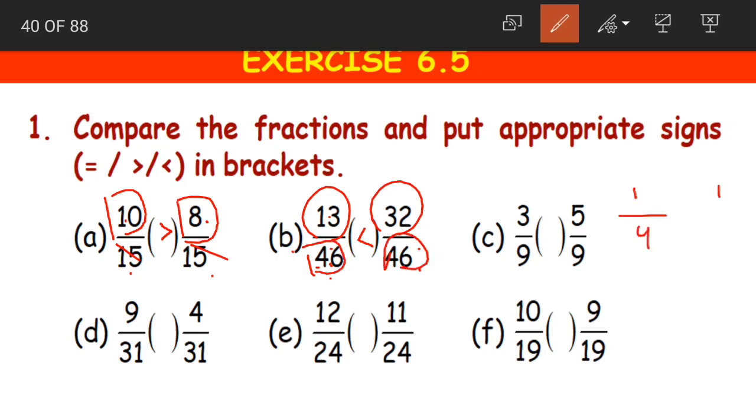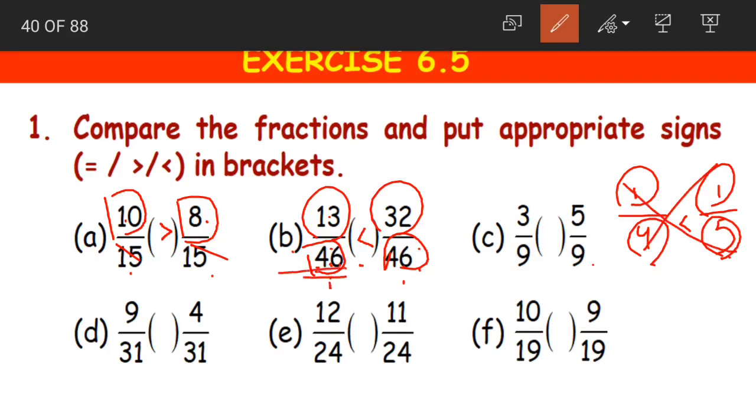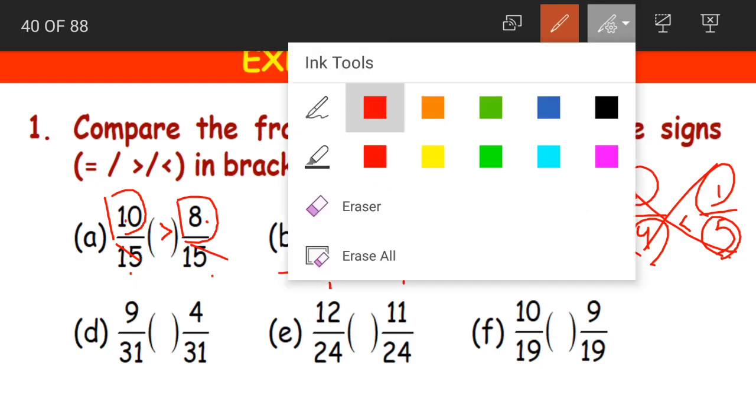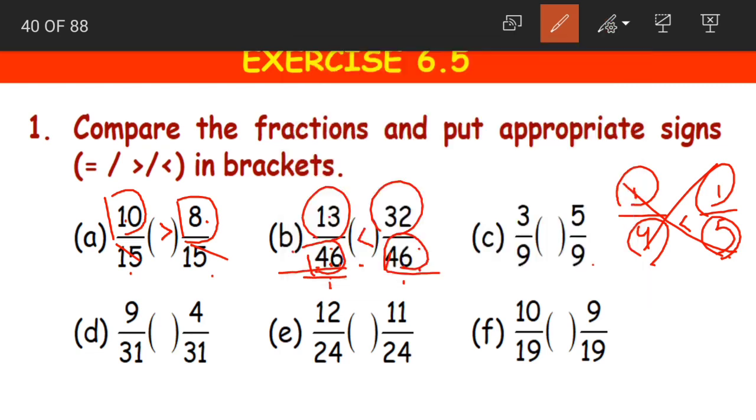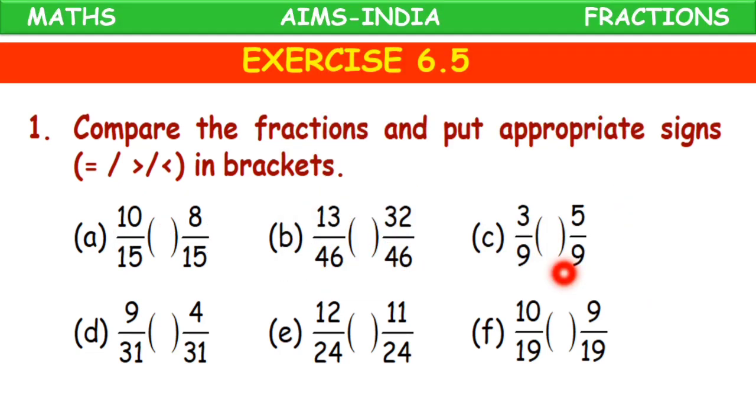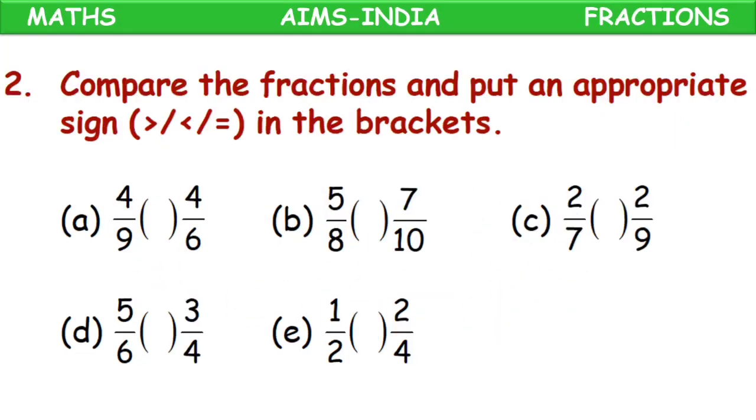Suppose you have 1 by 4 and 1 by 5, where the numerators are same, you cannot apply this rule. You cannot just simply compare 4 and 5. 4 is less than 5, so 1 by 4 is less than 1 by 5. You cannot do this, children. That is wrong. This is applicable only when the given fractions have the same denominator. Understood? And I hope you can solve the remaining problems.